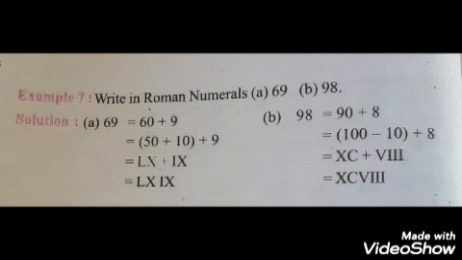Then second one, 98. 90 plus 8. 90 is separated 100 minus 10 plus 8. Then Roman number of 100 is C. 10 is X. Therefore XC plus VIII, XCVIII. 98 is equal to XCVIII.